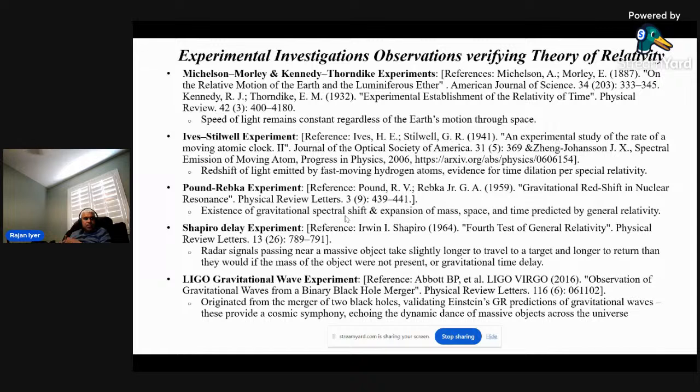But radar signals passing near a massive object take slightly longer to travel to a target, okay, and longer to return than they would if the mass of the object were not present. This is called gravitational time delay.